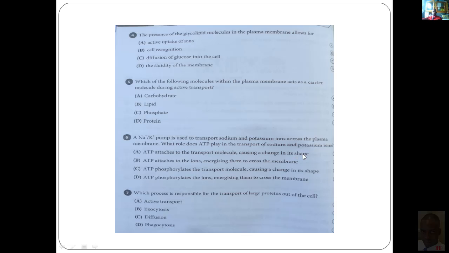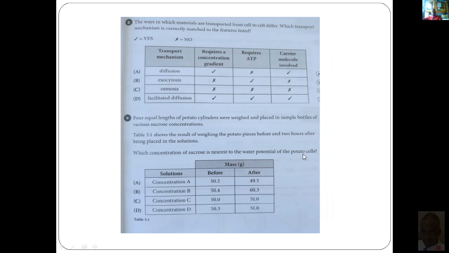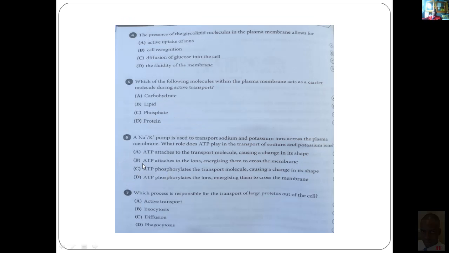Let us see the answers here. A says ATP attaches to the transport molecule, causing a change in the shape. That sounds like the correct answer. Let's check if there is any other that could be correct as well. B says ATP attaches to the ions, energizing them. No. C says ATP phosphorylates the transport molecule, causing a change in its shape. This sounds correct. Let me correct myself right here.